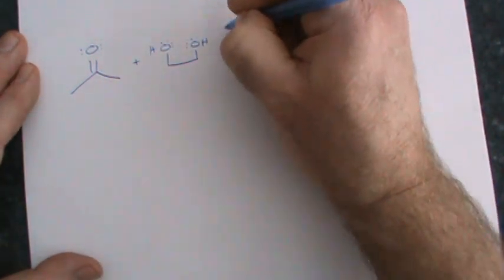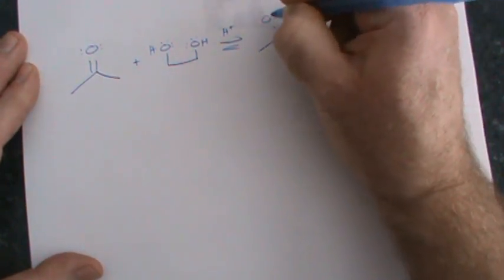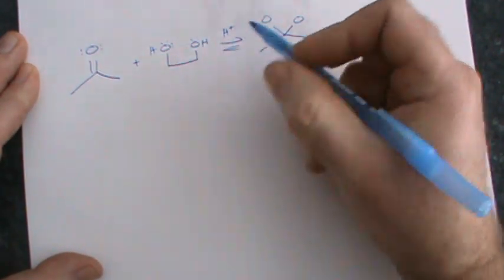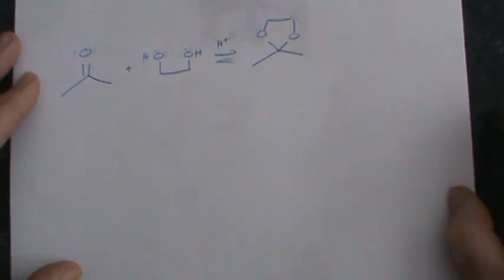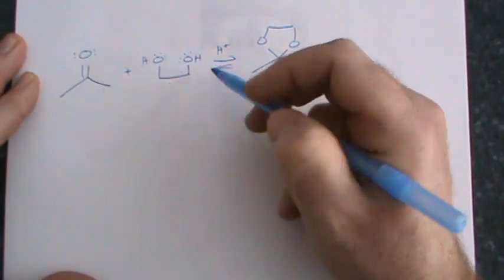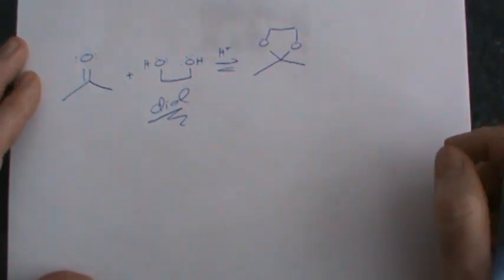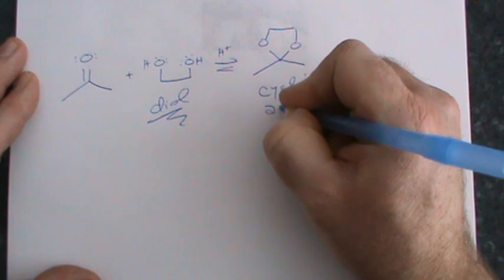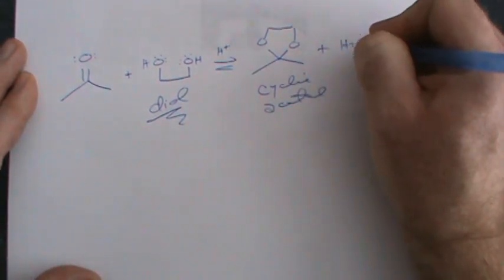I'm going to still do it under acidic conditions, but the product I'll get out will be OR, OR, and those R's happen to be tied together. In other words, in this case, since I used a diol instead of a simple alcohol, I get a cyclic acetal. And of course, water would also be formed.